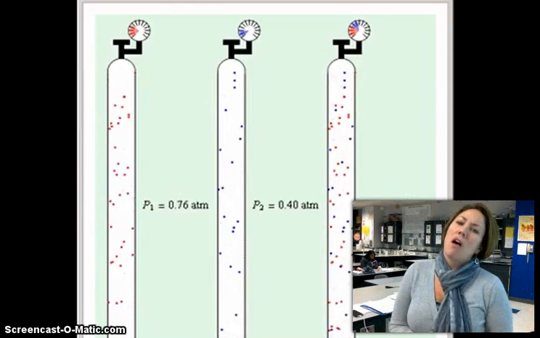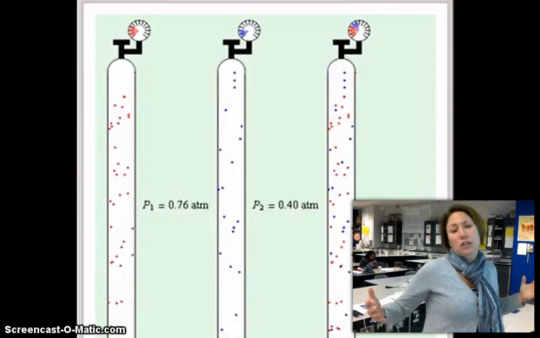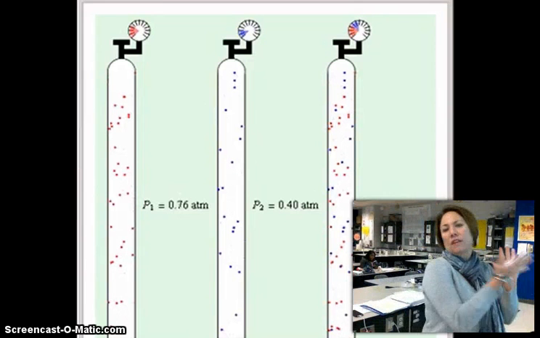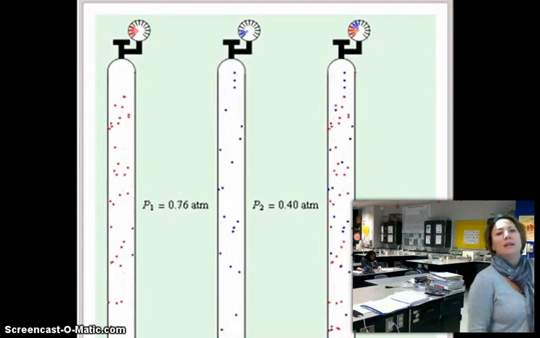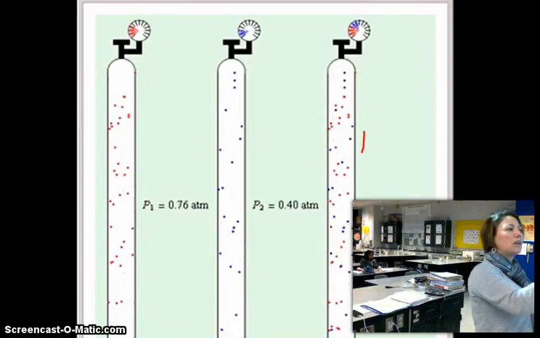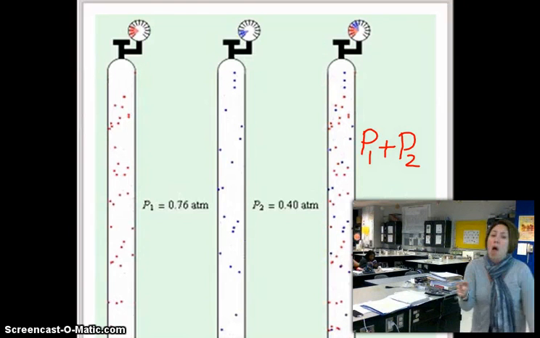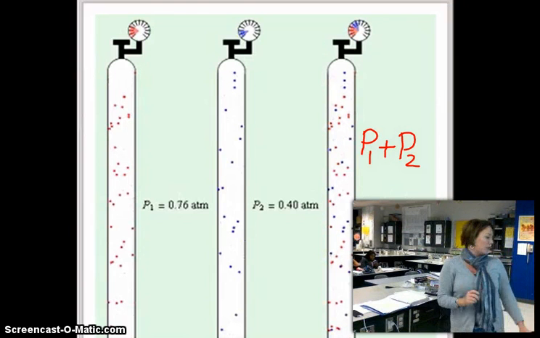1.16. So Dalton's law of partial pressure states that the total pressure of a mixture of gases, like this one, is the sum of the individual pressures. So this P3 is really equaling P1 plus P2's pressure. Okay? Let it run a little bit more and you can see another example of this.